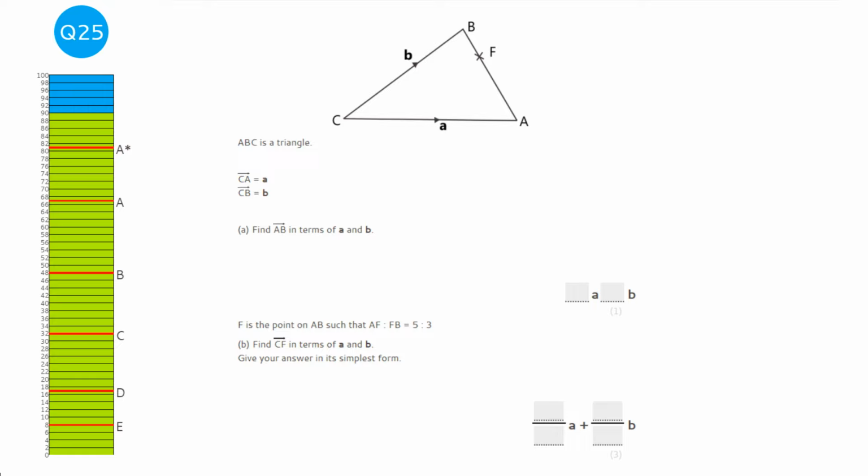So, this is a vector question, and the first question says find AB. Now I always think vectors are like roads. We've got to get from A to B. So if we start off at A, the route to B is there. However, we can't go directly there, so we've got to go down roads that we do know the name of. So we've got to go down this road first, and then this road, to find out what the name of road AB is.